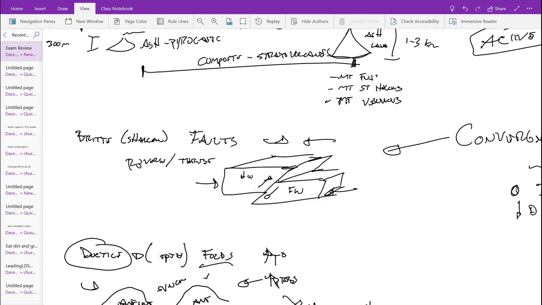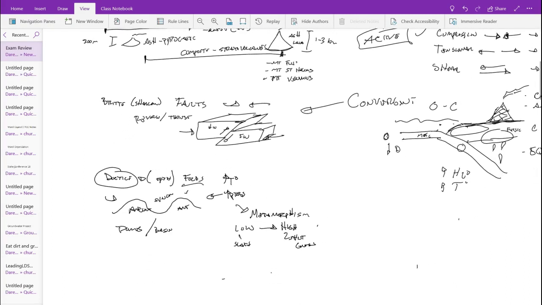And remember, the only difference between reverse and thrust is the angle of the actual fault, where thrust is low angle and reverse is high angle. But this always happens at convergent boundaries. So any convergent boundary is going to have these brittle faults of reverse and thrust, but they're also going to have ductile folds, and they're going to have metamorphism. So all of that's going to happen in a convergent boundary there.